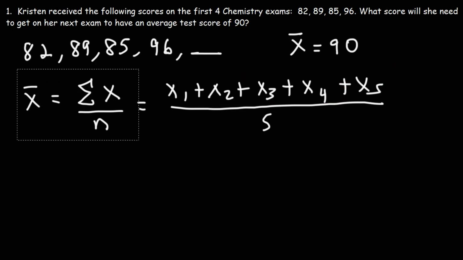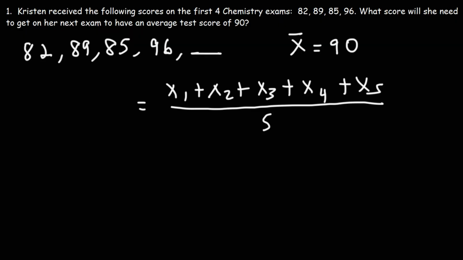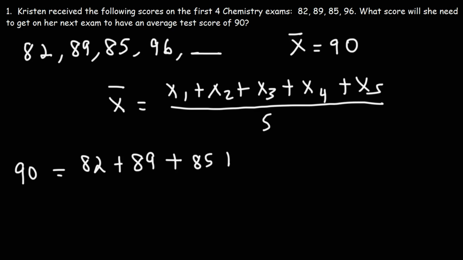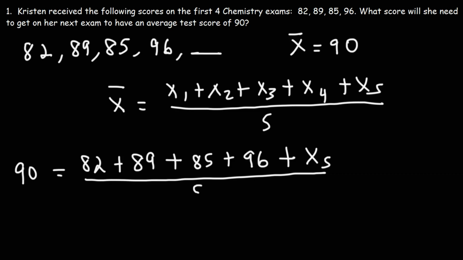So let's get rid of this part, and let's just replace it with the mean. So the mean, we know it's 90. The first x value is 82. The second x value is 89. The third one is 85, and the fourth one is 96. So feel free to pause the video if you want to try this. Go ahead and calculate the fifth x value.